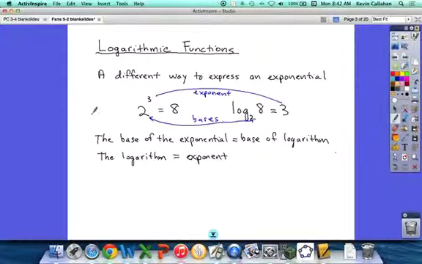So saying 2 to the third equals 8 is the same thing as saying this. Generally, when you're talking about a log, let's say I said log base 2 of 8. In your mind, what you're thinking is, what power would I raise 2 to get 8? 3. That's the logarithm.